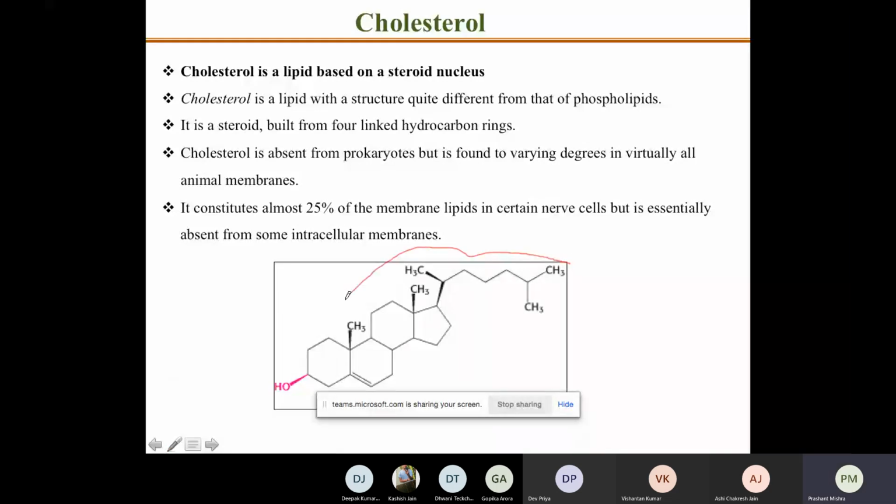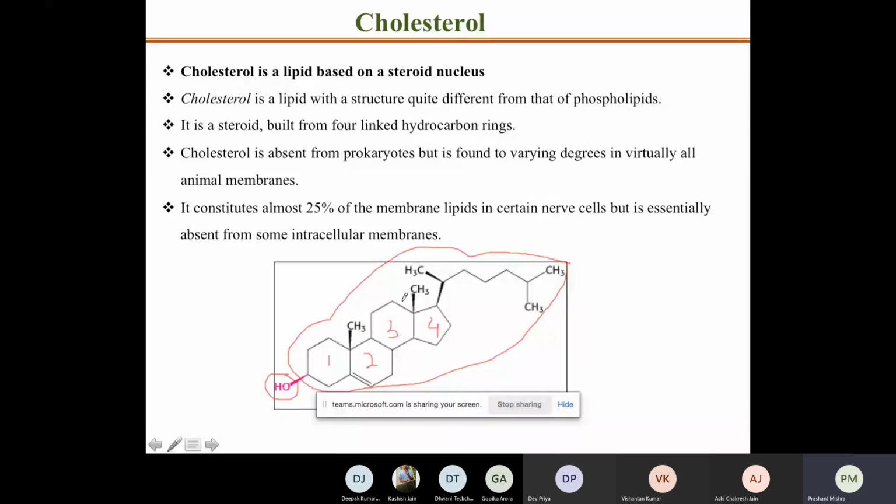So you have a huge hydrophobic part. This part is a huge hydrophobic part, and there is a small tiny portion which is hydrophilic in nature. Can you see? Yes, sir. Okay. So a very small portion, the hydrophilic OH group, is present here and the rest is hydrophobic. Now this steroid is built up of 4 linked hydrocarbon rings. So if I want to number, you have first, second, and third, and this is the fourth. These 4 rings are fused.